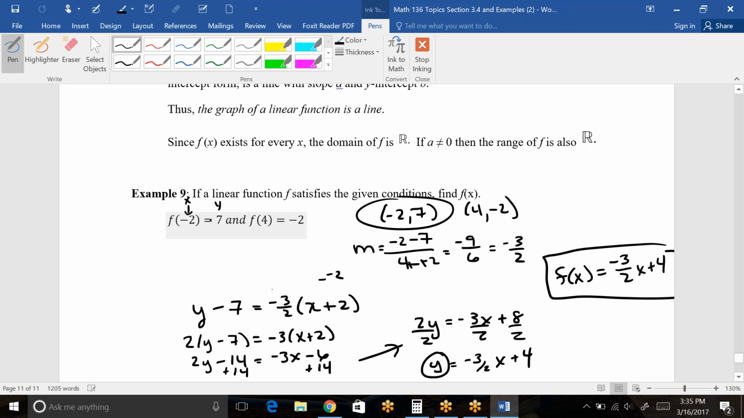So nothing new here really except just how it's presented. If you need a linear function and you need f of x, usually they'll still give you two ordered pairs even if they give them to you in a different presentation. This is still two ordered pairs. And then you still do the same steps we did from section 3.3. So that is the end of the 3.4 notes.